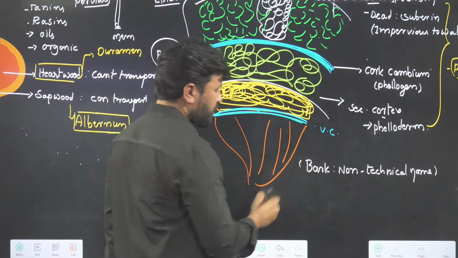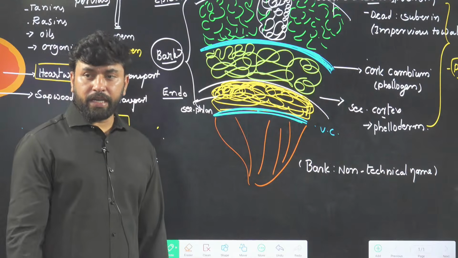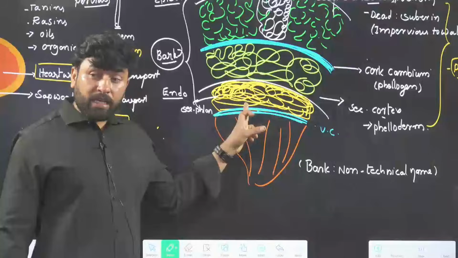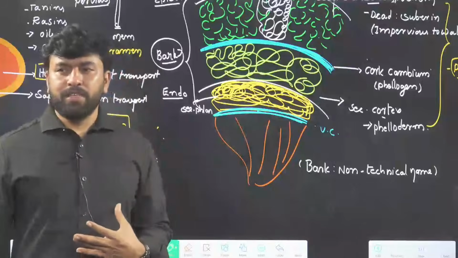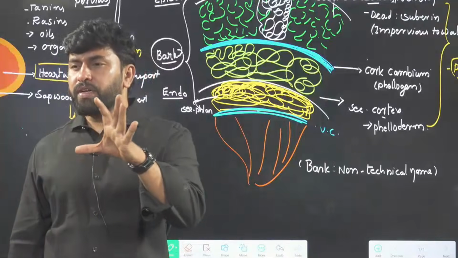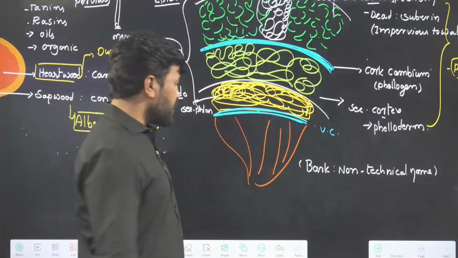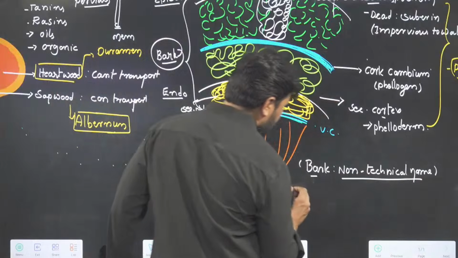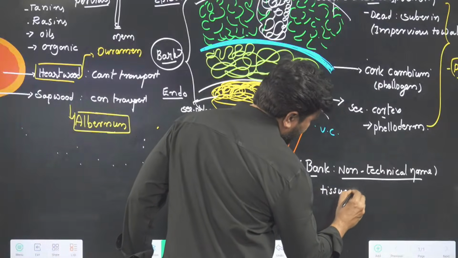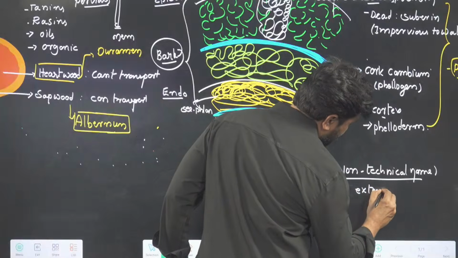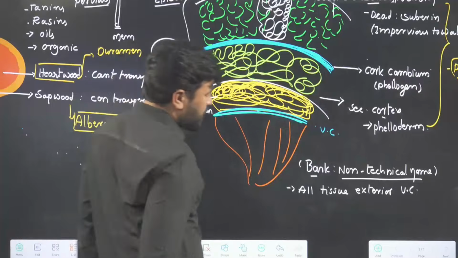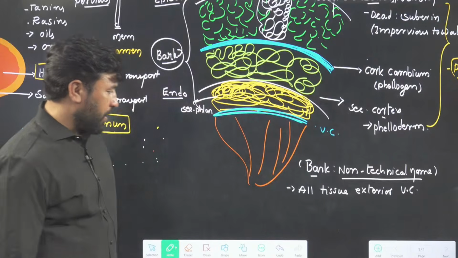Bark is a non-technical name. What do you mean by non-technical name? It means this is not technically used but commonly used in representation of different layers of plant cells. So all tissues exterior to vascular cambium, all of them combined, are known as bark.